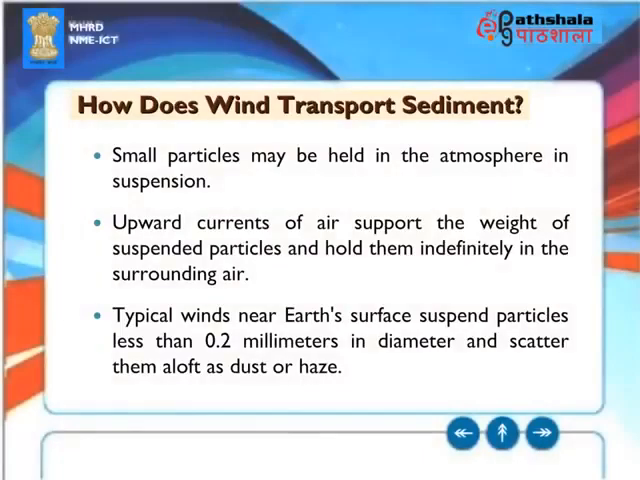Small particles may be held in the atmosphere in suspension. Upward currents of air support the weight of suspended particles and hold them indefinitely in the surrounding air. Typical winds near Earth's surface suspend particles less than 0.2 millimeters in diameter and scatter them aloft as dust or haze.